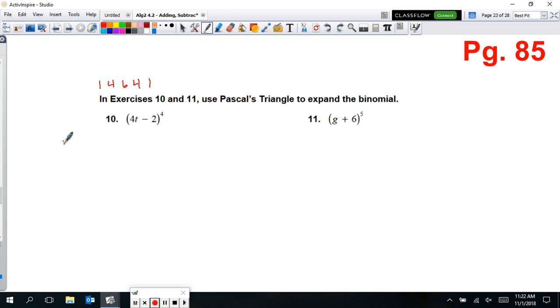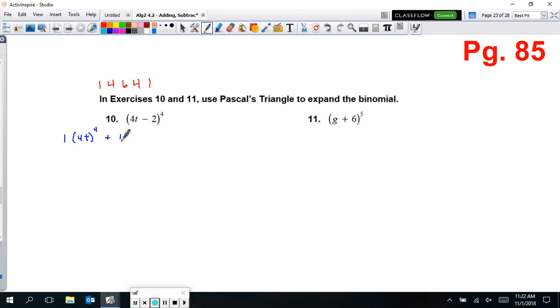Let me use a different color here. So we're going to say 1 for Pascal number. And then we're going to have our 4t. So I'm going to put 4t to the 4th power. And then this will be to the 0 power, so I don't need to even write that. Okay? And then we're going to say, okay, plus the next one. I'm just going to always put plus right now until I clean it up, even though I know these signs are going to alternate because this is a negative here.